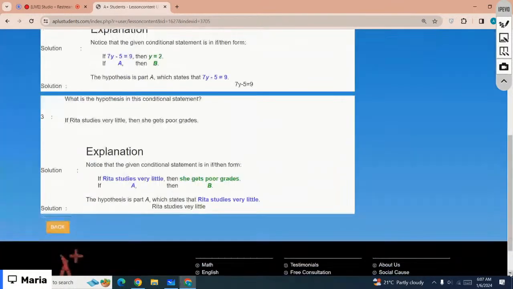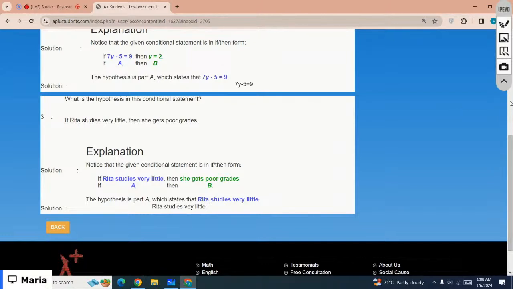What is the hypothesis in the given conditional statement? If Rita studies very little, then she gets poor grades. So the conditional statement is: if Rita studies very little, then she gets poor grades. The hypothesis is A, the if part is the hypothesis.